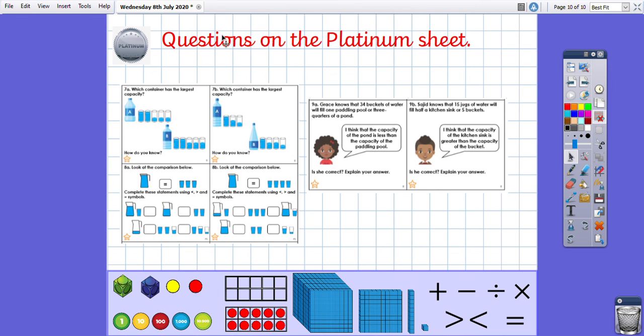And platinum, you need to tell me which has got the largest capacity, compare the capacities here, and then tell me if the children are correct and explain your answer.